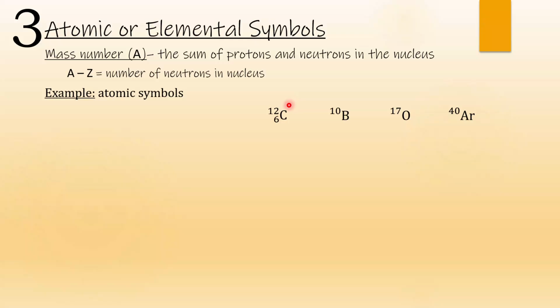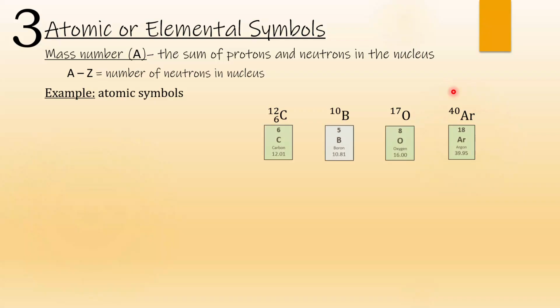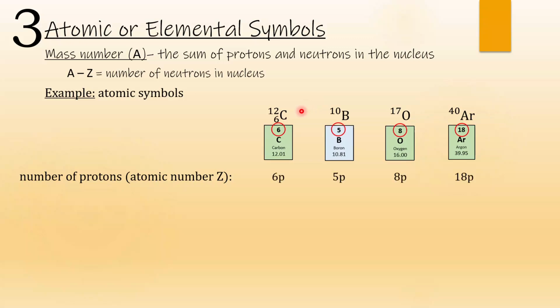Now, we have the elemental symbols, C for carbon, B for boron, O for oxygen, and Ar for argon, right? Get those right from the periodic table. And if we want to know the number of protons, well, that's just the atomic number Z. And remember, that is these numbers right here, for instance. So I'll just go ahead and circle those. So in other words, we got 6 protons, 5 protons, 8 protons, and 18 protons at the nucleus.